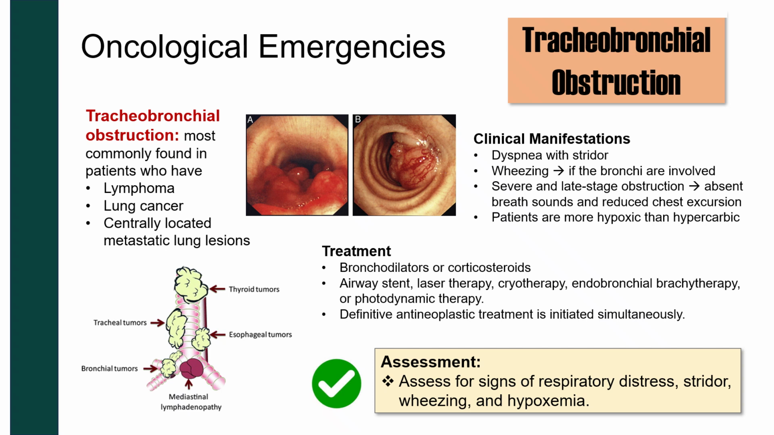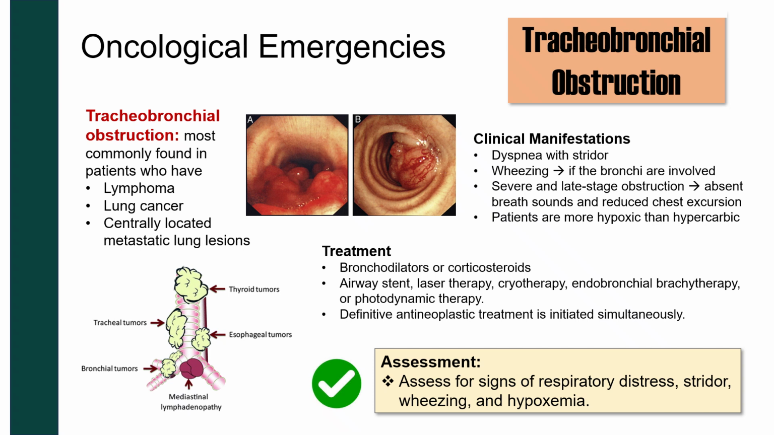So you can imagine if you have a tumor pressing down on your airway, you are going to have those respiratory signs and symptoms such as stridor with shortness of breath, may experience wheezing if the bronchi are involved. If it becomes very severe or it's a late stage obstruction, you might even have absent breath sounds when there's no air actually passing through. And then patients are going to be more hypoxic than hypercarbic, which means their O2 will be low versus their carbon dioxide being really high.